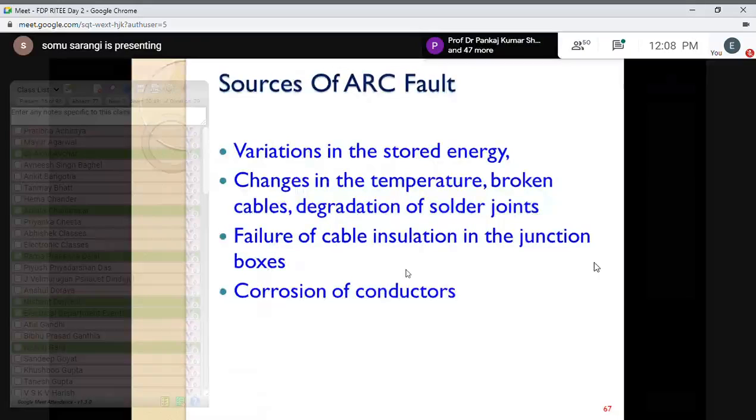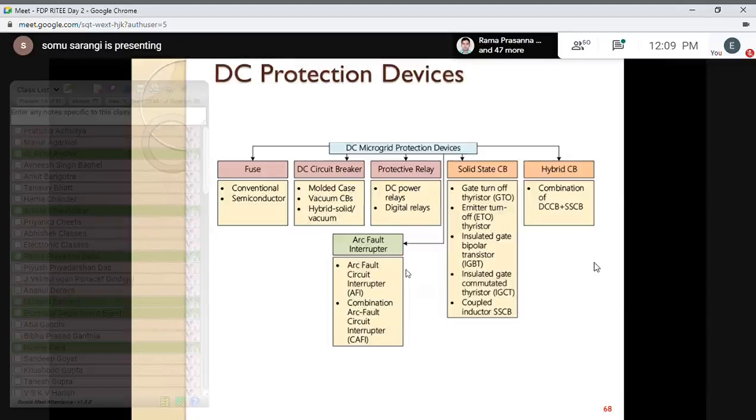Sources of arc fault: variation of storage energy, changes in temperature, broken cables, degradation of the solder joints, flexible cable insulation in junction boxes, and corrosion of the conductor. These are all the issues we have in a DC protection system. Then what are the solutions we have?